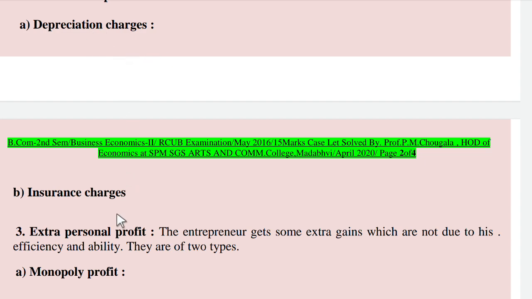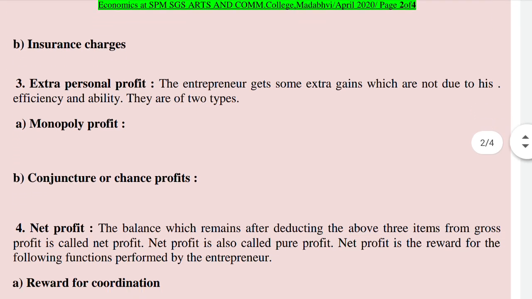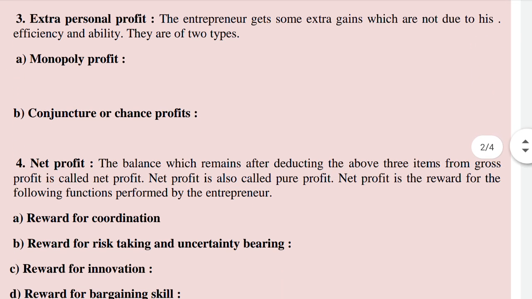And then the third aspect to be considered is extra personal profit. Friends, here the extra personal profit may arise in the production process. The entrepreneur gets some extra gains which are not due to his efficiency and ability. They are of two types. Which are these? A. Monopoly profit.